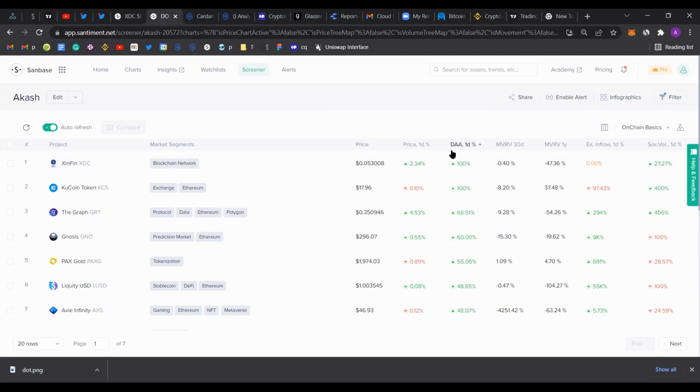So I'm going to be taking a look at daily active addresses and MVRV, and in some cases I'm going to be looking at social volume as well to get an idea of the retail sentiment. The coins that we're going to be looking at today are XinFin, which is XDC, and KuCoin, and TheGraph as well. For now these three have a good spike in the daily active addresses compared to the last day, right? But if you look at the MVRV, these two look more appealing and interesting compared to XDC, because not a lot of holders are at a loss. Regardless, we're going to be taking a look at these three coins, right?